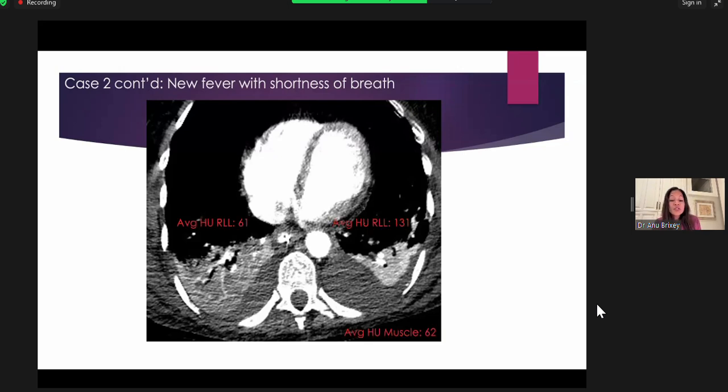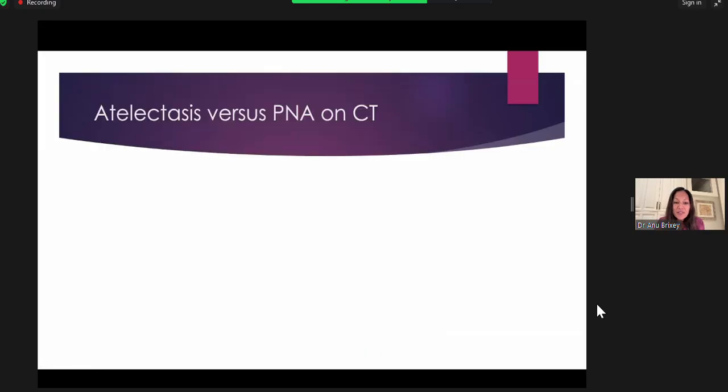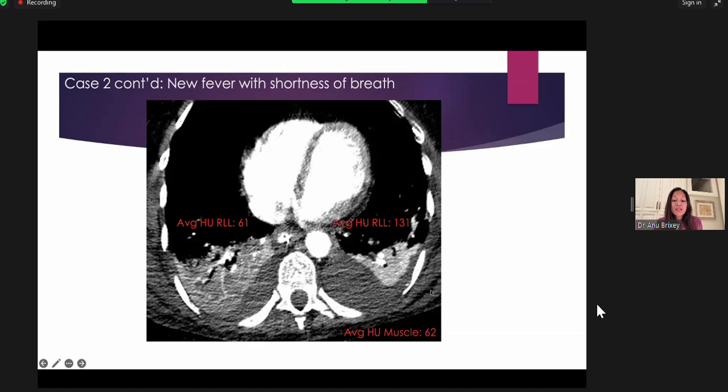So one thing you can do is you can look at the Hounsfield units of the actual opacities. So if I were to draw a Hounsfield unit inside here, and then also in the paraspinal musculature, these are the different Hounsfield unit values that we get. So I'm going to tell you that the answer is, let's see if I have the answer here. No. Okay, so I'm going to tell you that the answer is this. This was atelectasis. This was pneumonia.